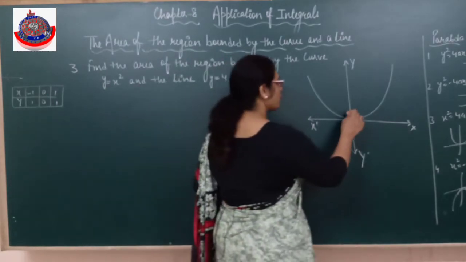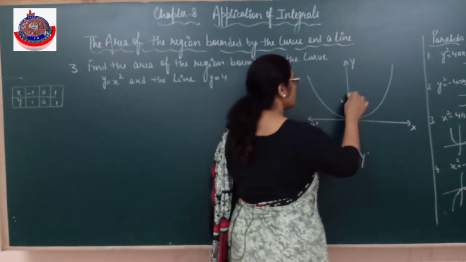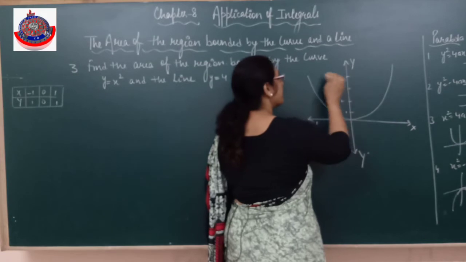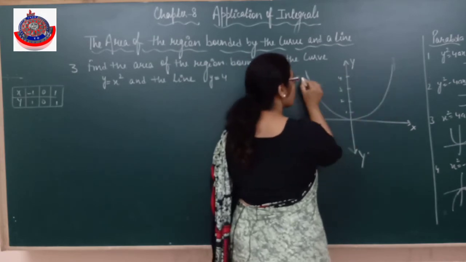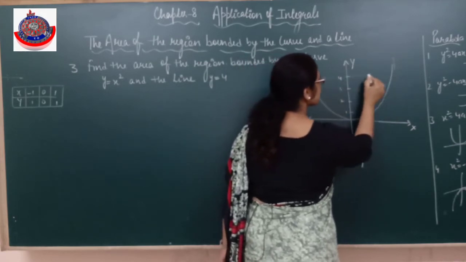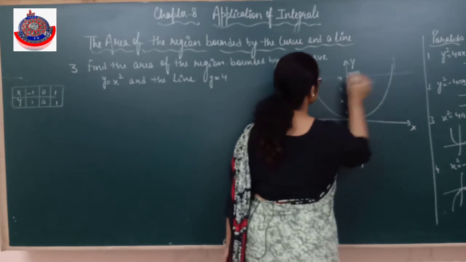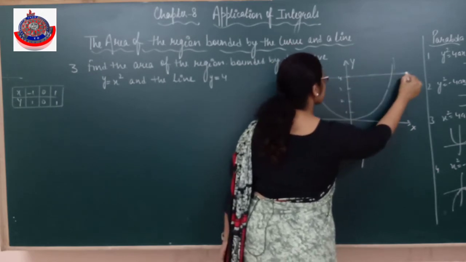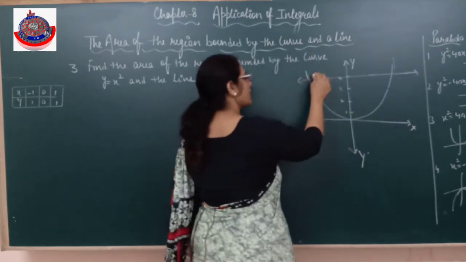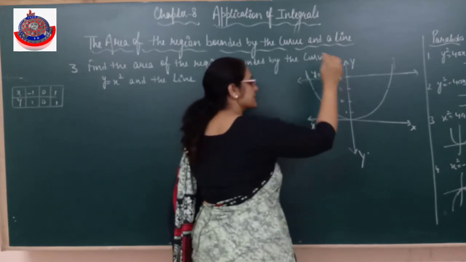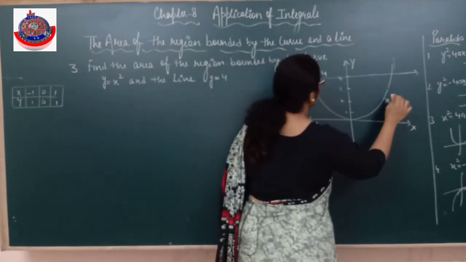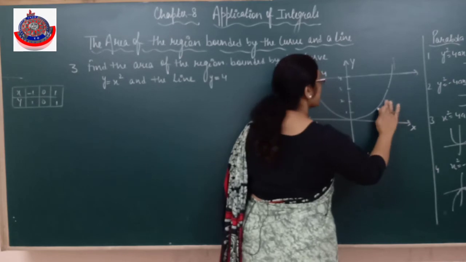y equals 4 means 1, 2, 3, 4. But I should know what is the point of intersection of the curves. That is important. It won't make much difference here. And this is my line, y equals 4. And this is my curve, y equals x square.